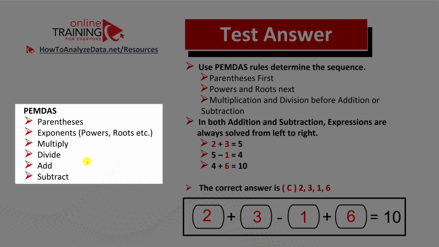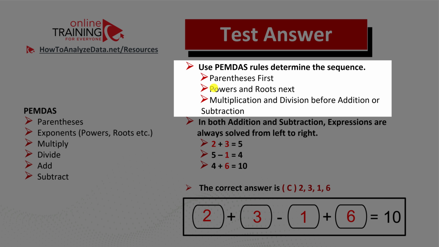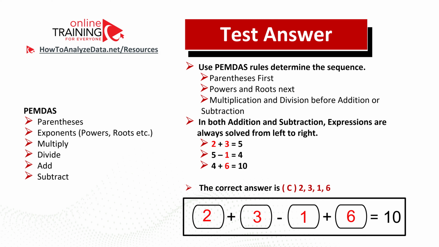In a more complex expression, you may need to use the PEMDAS rule. And in PEMDAS, you have parentheses first, so you do calculations inside parentheses first, then you do powers and roots next, and then you do multiplications and divisions before addition and subtraction. Hopefully you've nailed this question, and now know how to answer these types of questions on the test.